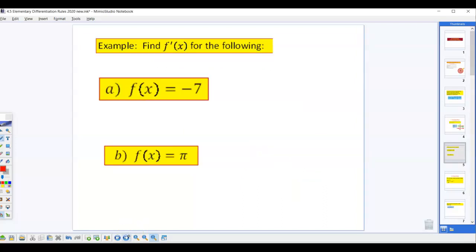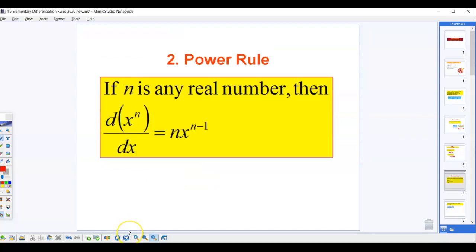So if we look at a few examples, f of x is equal to -7. I'm asked to compute the derivative, which is f prime of x. So therefore, f prime of x would equal 0. Similarly, f of x is equal to pi. Pi is a constant, therefore the derivative would be equal to 0. So anytime we're given a constant, the derivative of a constant is 0.